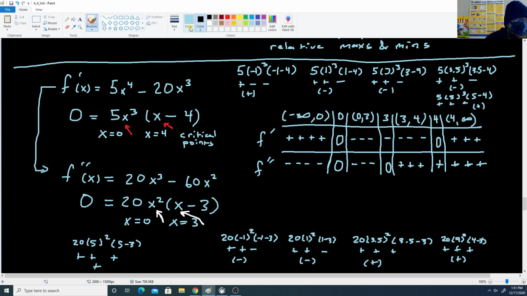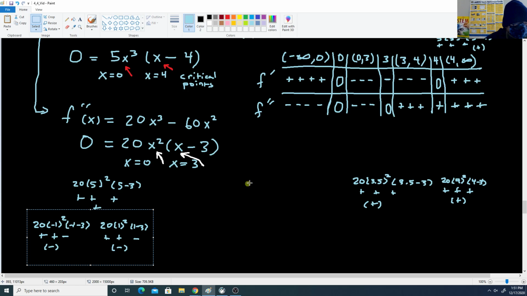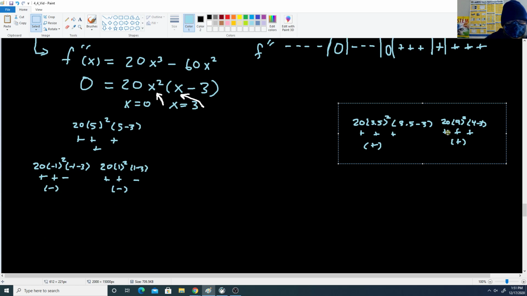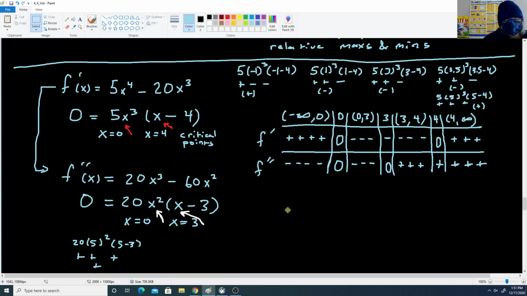Now we just need to go through and kind of write things up. I'm going to scoot all these test points I did. I'm going to kind of grab them and slide them over there to get some space to write our answer up in. So these were all the points I chose from the second derivative. We had like -1, 1, 3.5, 4, and 5. So here's our chart.